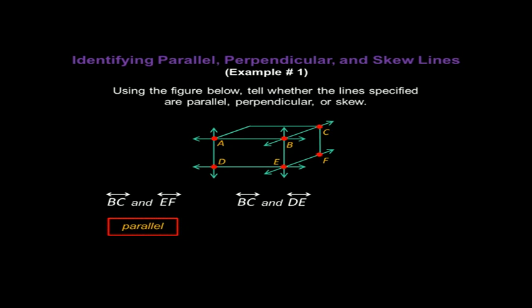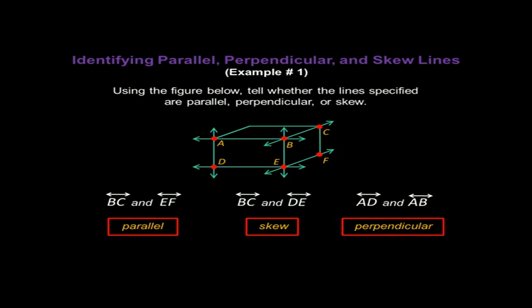How about these two, line BC and DE? Again, let's identify where they are on our figure. There they are. BC and DE are skew lines. Finally, what about lines AD and AB? Again, let's identify where they are in the figure. There they are. Those two are obviously perpendicular lines.